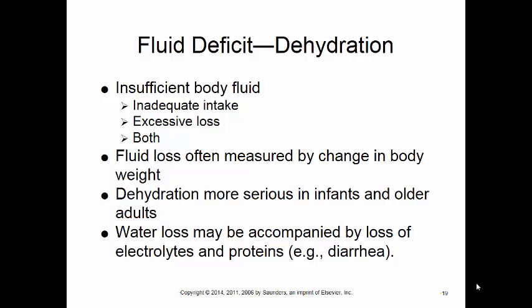One of the ways we can measure it is through changes in body weight. If we have an accurate body weight before it happened, we can figure out how much they are dehydrated afterwards. Dehydration is much more serious in infants and older adults. Water loss can also be accompanied by other electrolytes and protein loss, such as with diarrhea or vomiting. So we can lose the water and the electrolytes.